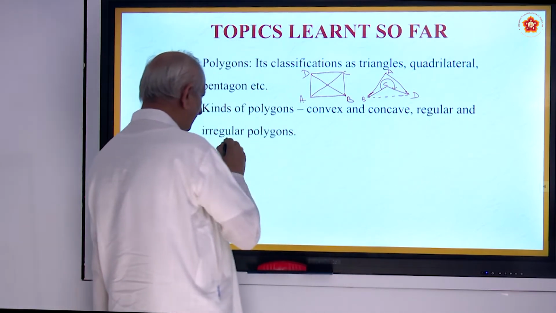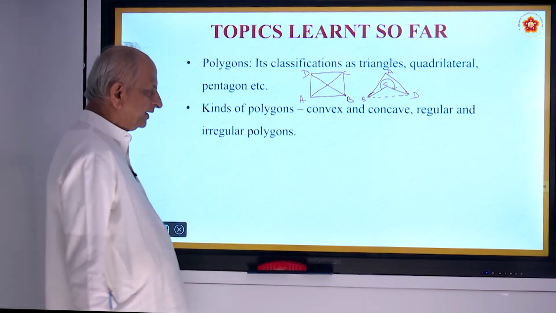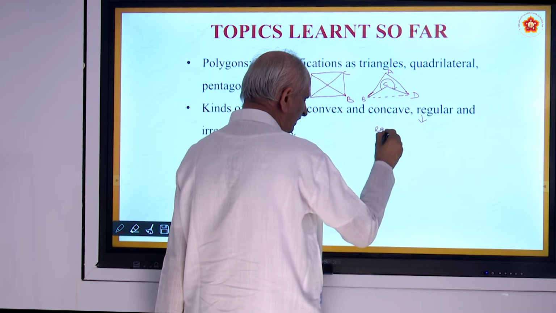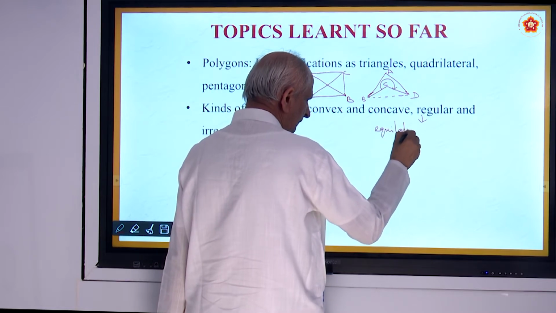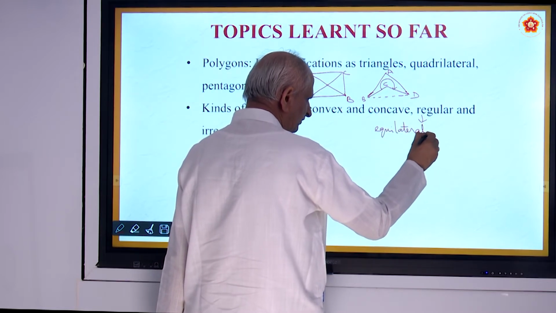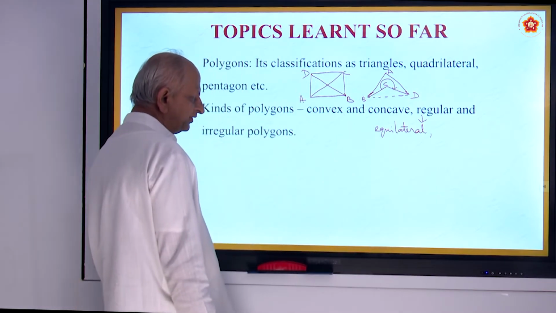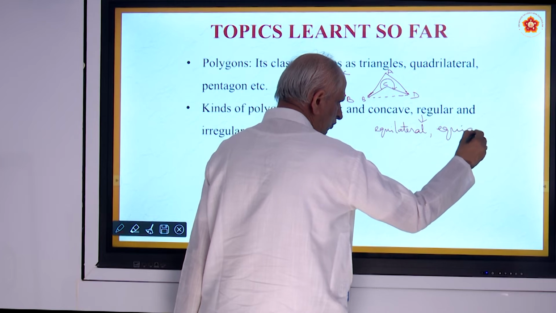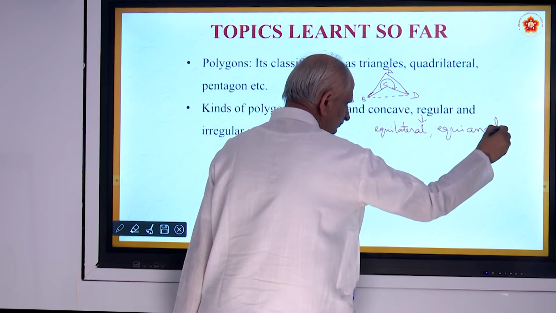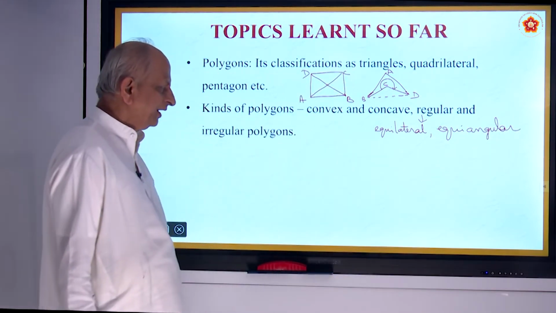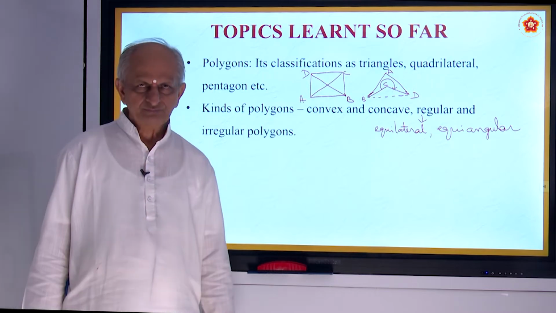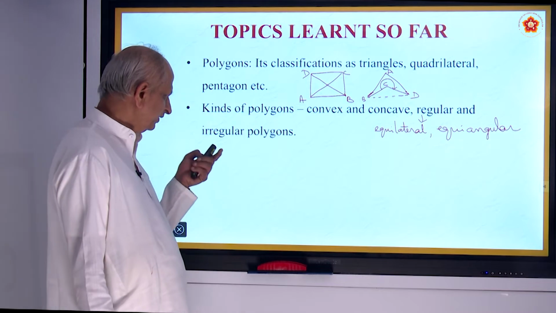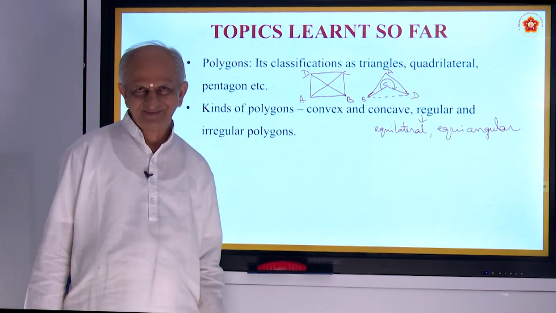Also we have studied about regular and irregular. What is a regular polygon? Regular means it is equilateral. It means all the sides of the polygon are equal, we call it regular. When you say equilateral, it will be equiangular also. Equilateral and equiangular polygon. Irregular means what? It is neither equilateral nor equiangular.